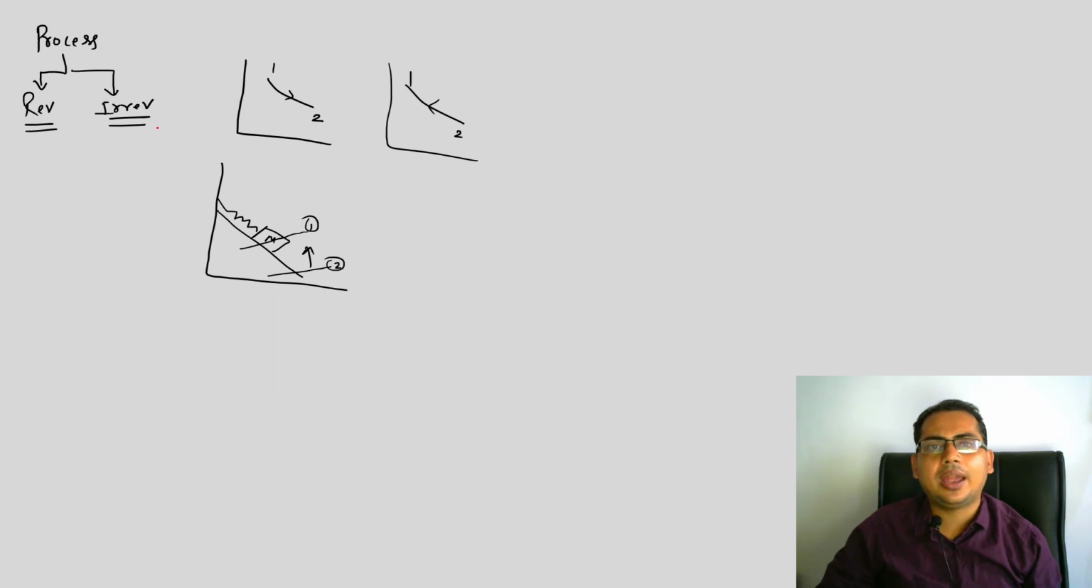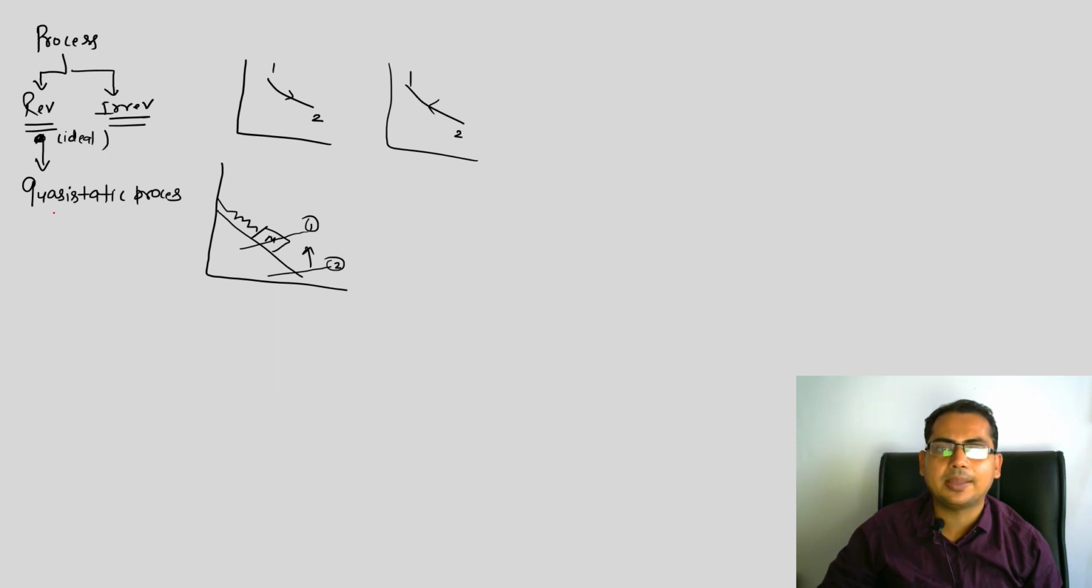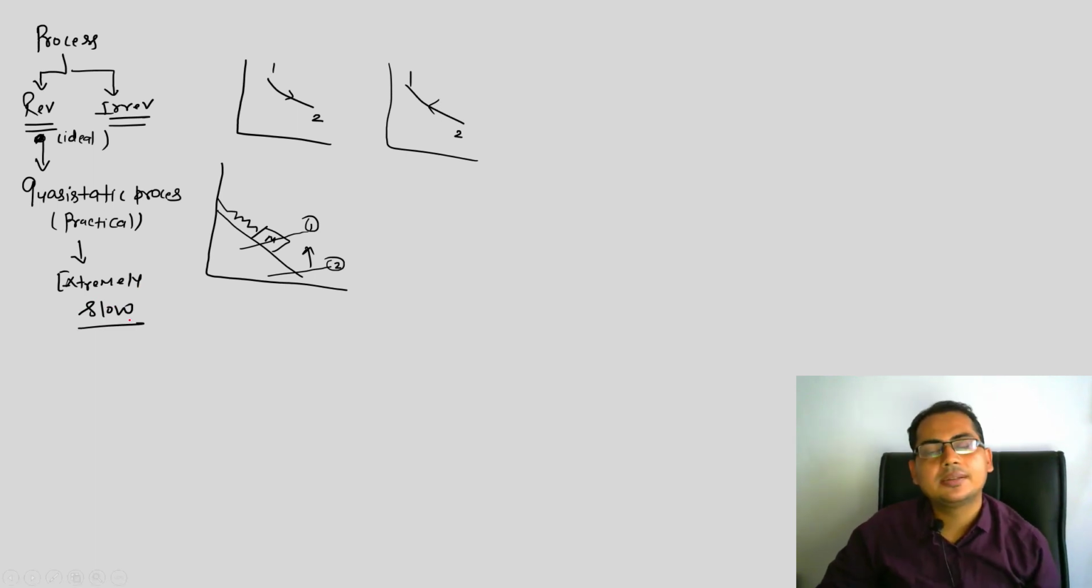Irreversible process is everything except reversible. Another term similar to the reversible process is the quasi-static process. It is an approximation of a reversible process. The reversible process is the ideal, but the quasi-static process is the practical. It is an extremely slow process which is nearly reversible, and we call it a quasi-static process.